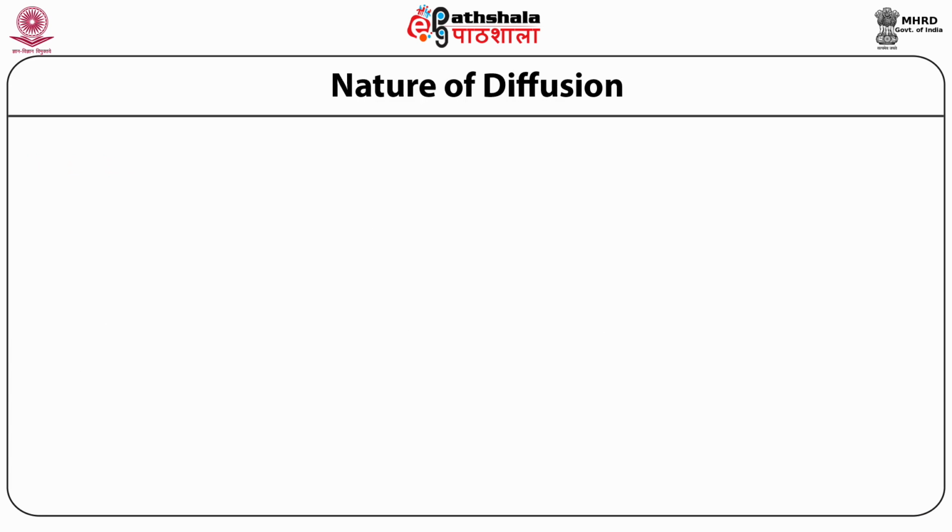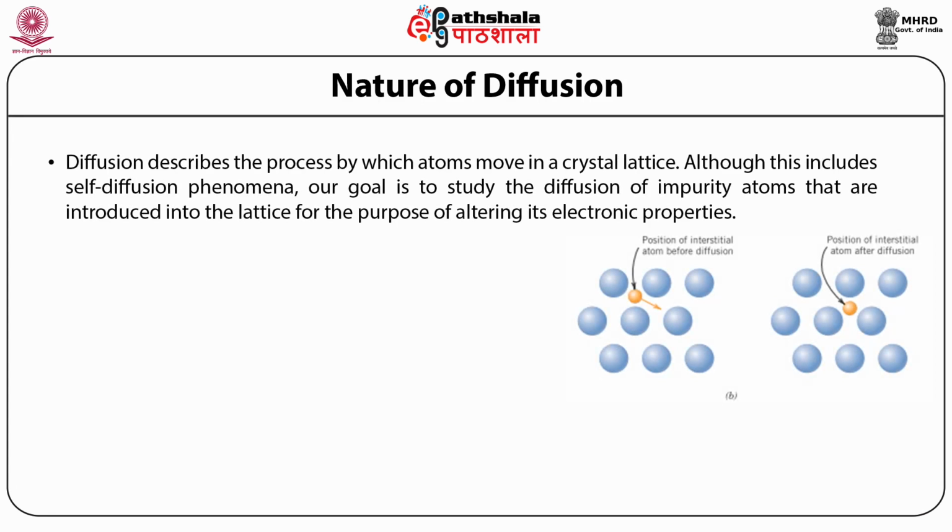Let us now discuss the nature of diffusion. Diffusion describes the process by which atoms move in a crystal lattice. Although this includes self-diffusion phenomena, our goal is to study the diffusion of impurity atoms that are introduced into the lattice for the purpose of altering its electronic properties.